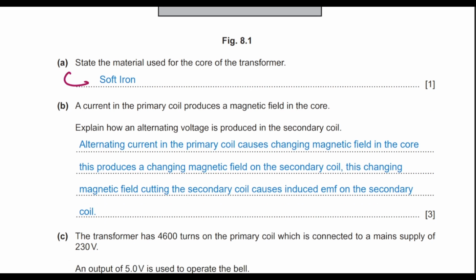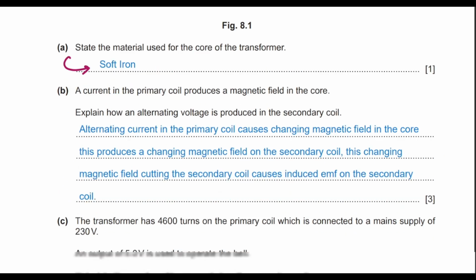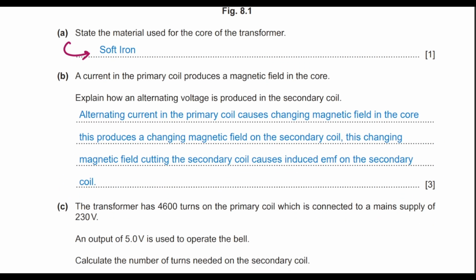State the material. Again, a question from memory. The core is made out of soft iron or iron, because we want to magnetize and demagnetize it very quickly so that the changing magnetic field can reach the secondary coil. He says, explain how the alternating current is produced. Again, this is a repeated question in terms of how voltage is produced on the secondary coil.